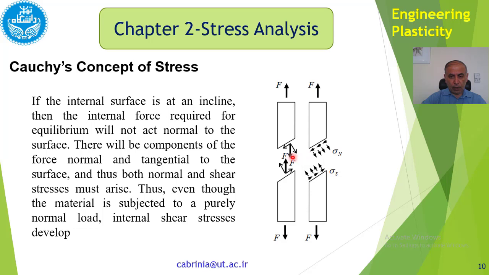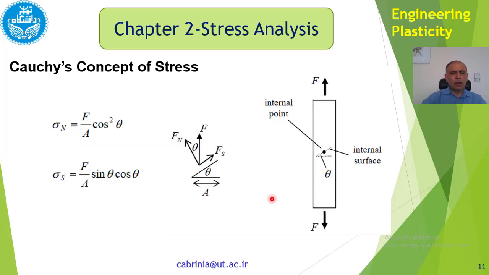Because we have this stress to maintain the equilibrium, and then this force to maintain the equilibrium, and this force must have a normal component like that and a shear component like that, because there is an angle on this plane and we have components of the force on the angle like that. So we get sigma n and sigma s. I explained this in the introduction. We get F over A cos squared theta, and F over A sine theta cos theta, which are the normal and shear components of stress on this plane.